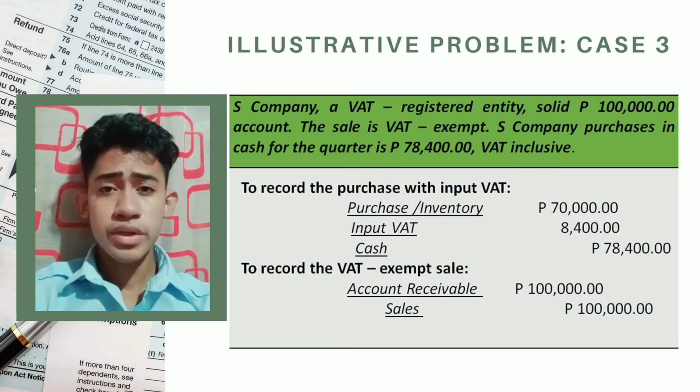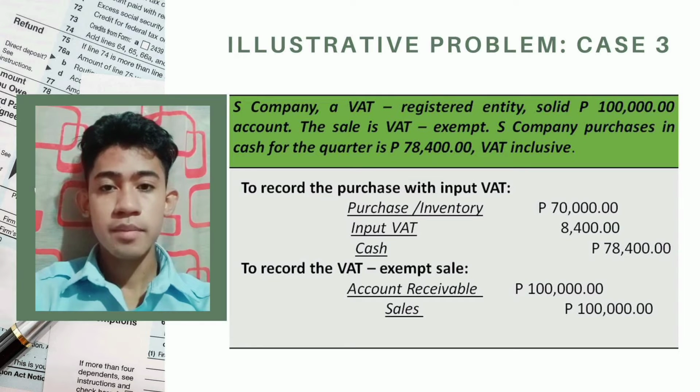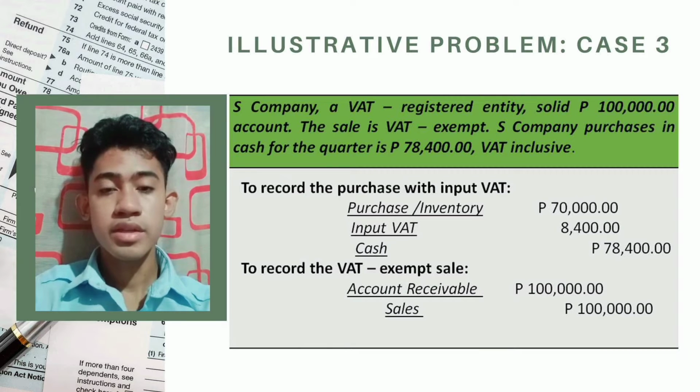Now to take note, the creditable input VAT, like input VAT, is considered a temporary asset. Now in case number 3, the sale that we are talking about here is VAT exempt. The company's purchases in cash for the quarter is still 70,400 inclusive, so to record the purchases with input VAT is the same as our previous cases. And to record the VAT exempt sale, accounts receivable is debited for 100,000 and sales is credited for 100,000, which is also the same as case number 2.